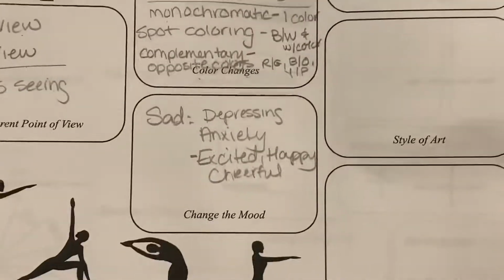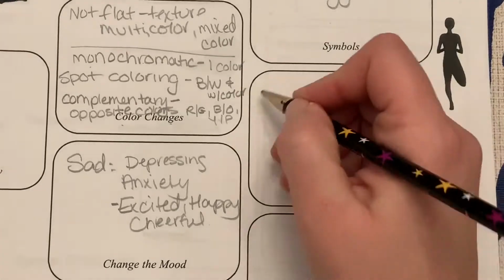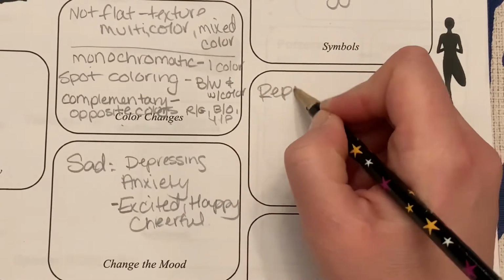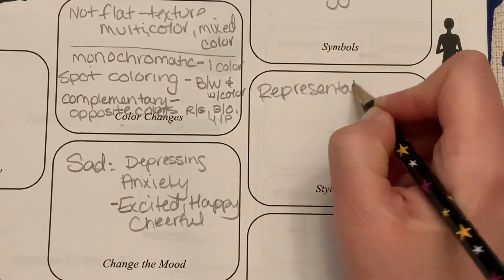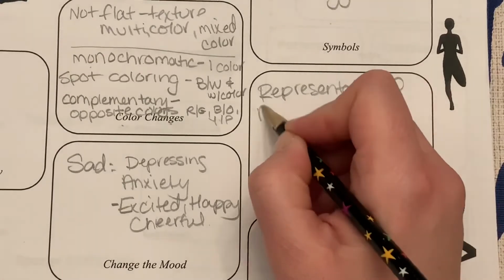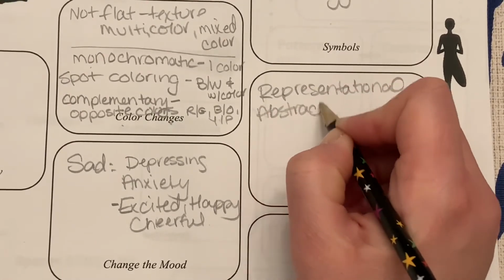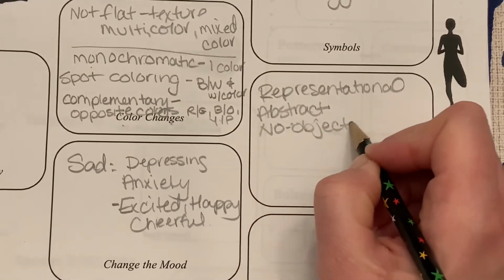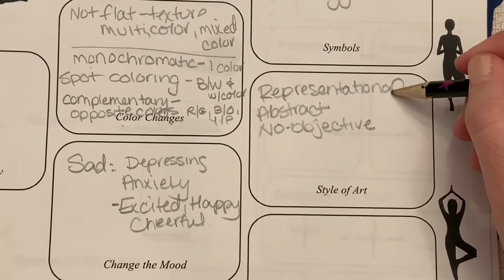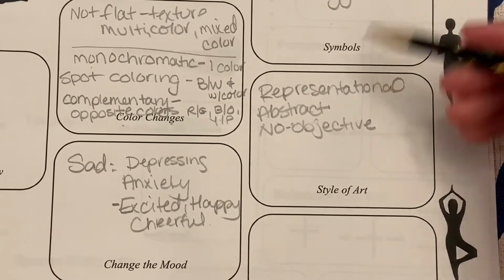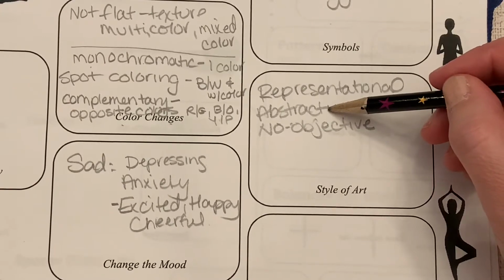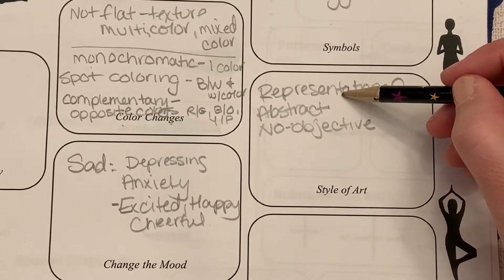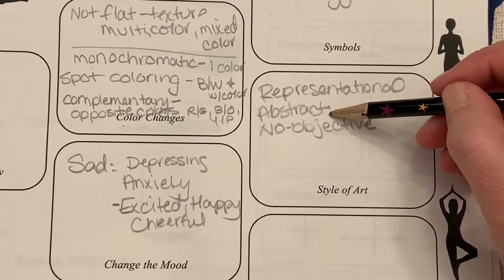Style of art, all right. So most times we have the three that I have up on the board: representational, abstract, and non-objective. Okay, representational means realistic, okay? Abstract means it does have a nod to realistic items, but they wouldn't exist.